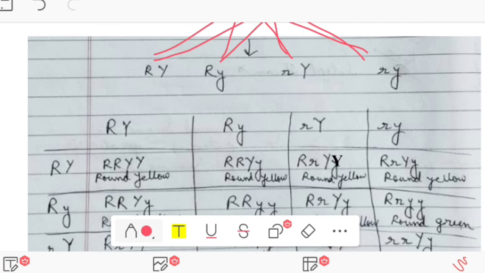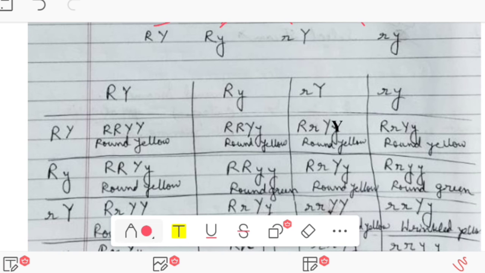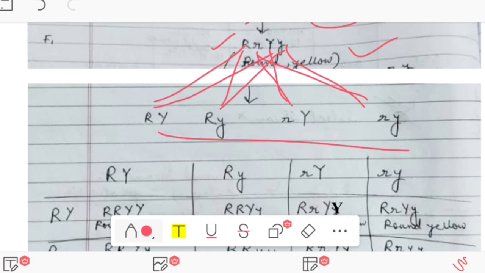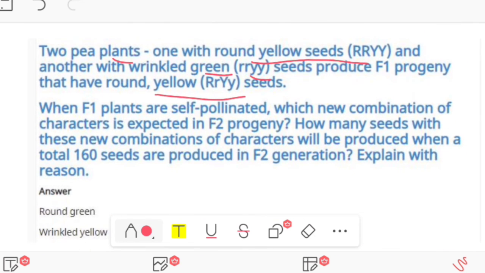Okay. So next we will do the checkerboard, that is, on both sides we will write these gametes, because see the question, here it is written that when F1 plants are self-pollinated. So we have to do self-pollination, that's why we will write the same gametes on both sides. Okay.